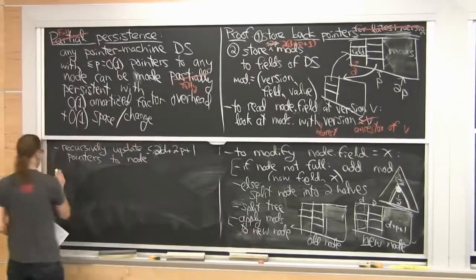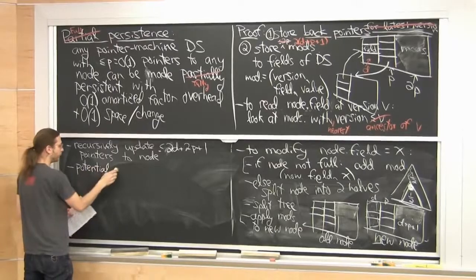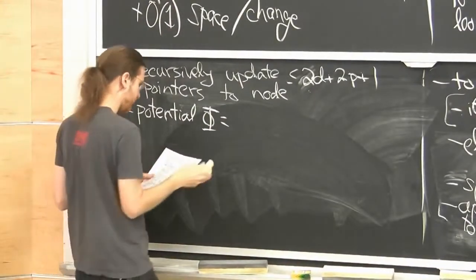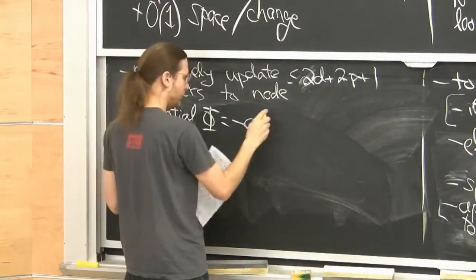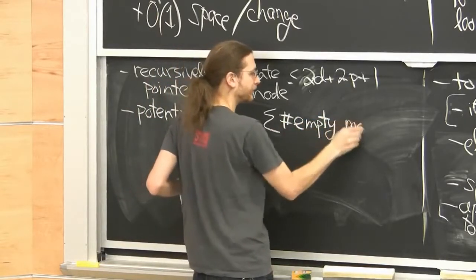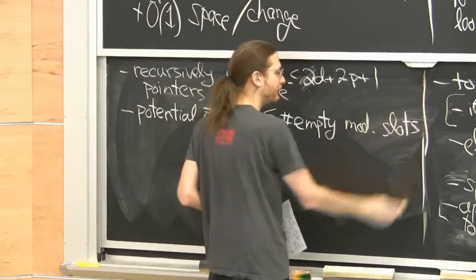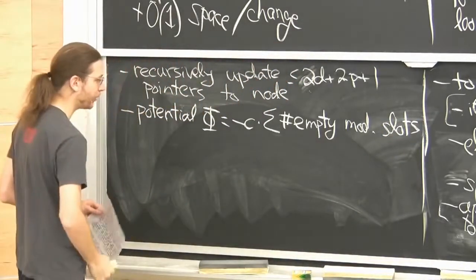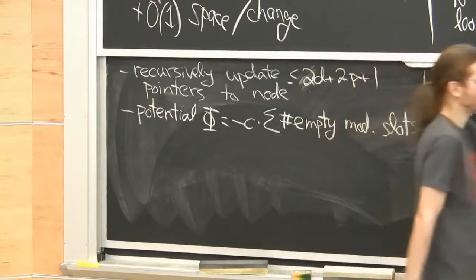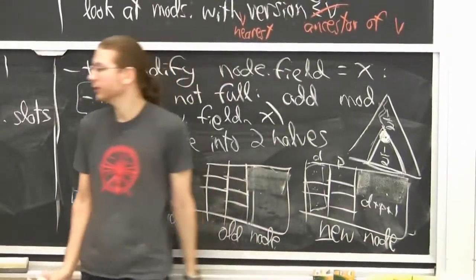Let me give you a potential function that makes this work. It is minus C times the sum of the number of empty mod slots. It's kind of the same potential, but before we had this notion of dead and alive nodes. Now everything's alive because everything could change at any moment. So instead, I'm going to measure essentially how much room I have in each node. Before I had no room in this node, now I have half the space in both nodes. So that's good news.